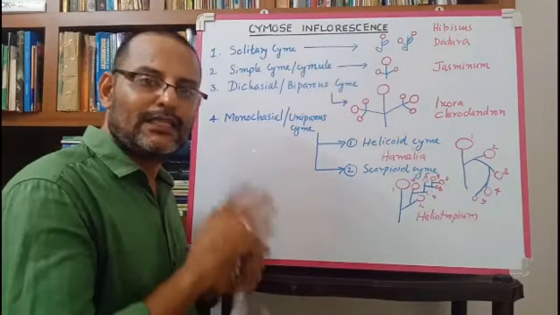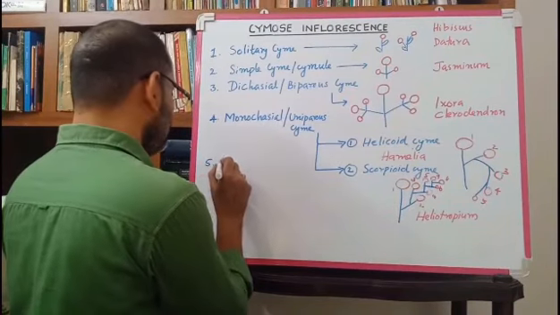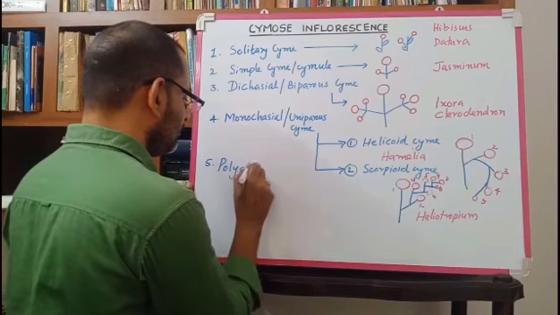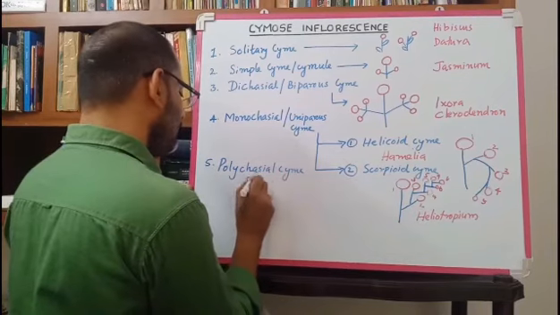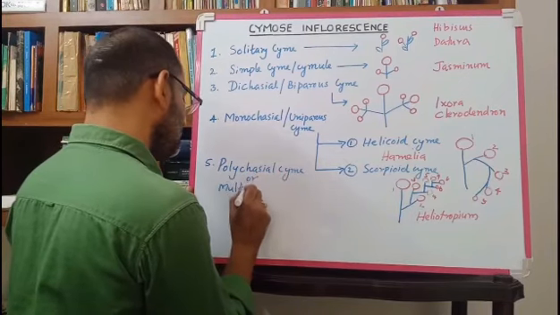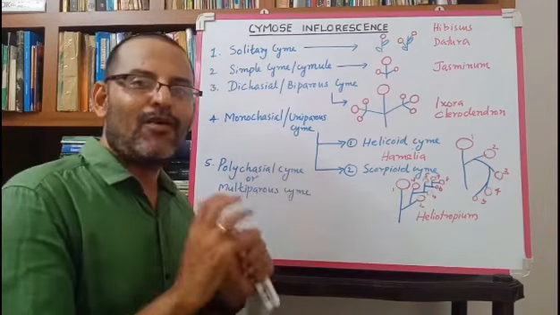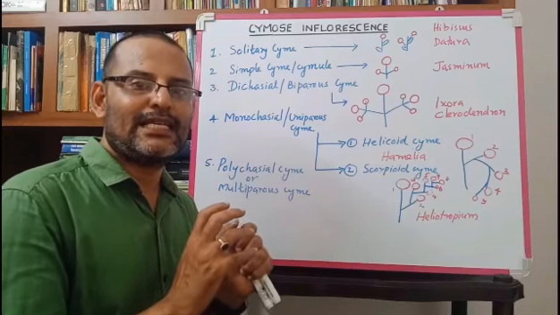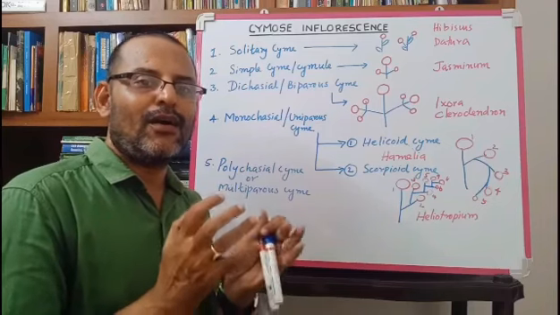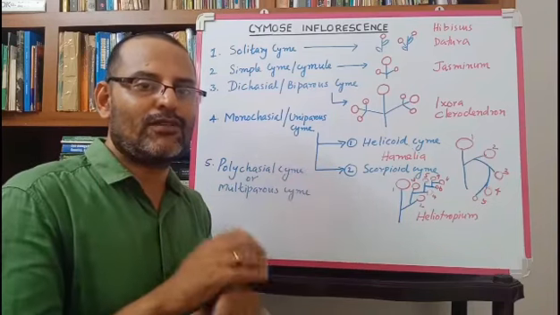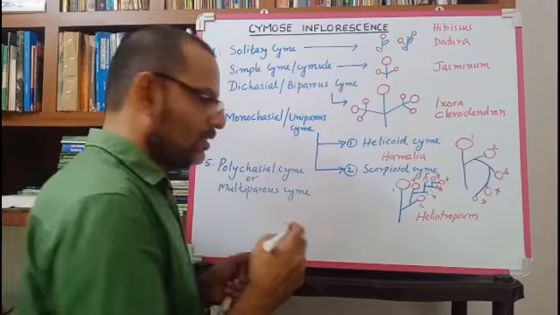So now let us see the last type of cymose inflorescence, that is the fifth one, that is polychasial cyme or multiparous. More than two or three secondary laterals or secondary peduncles originate from the primary peduncle, so that the whole inflorescence looks like a cluster of flowers. Such an inflorescence is known as polychasial cyme. Let us see how it looks.